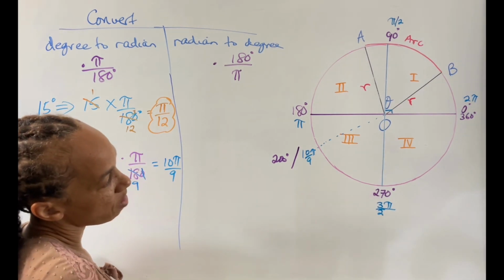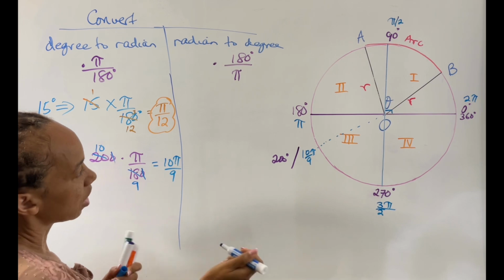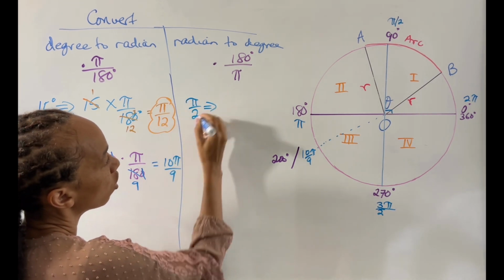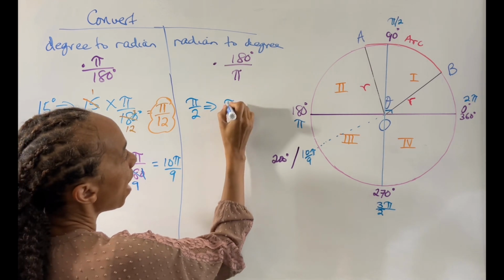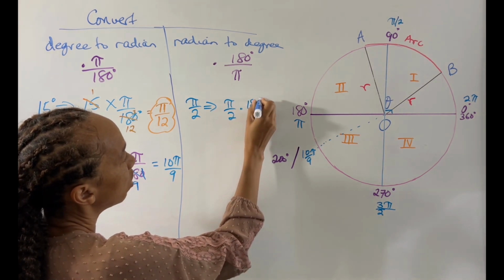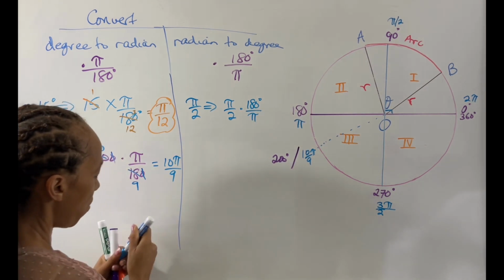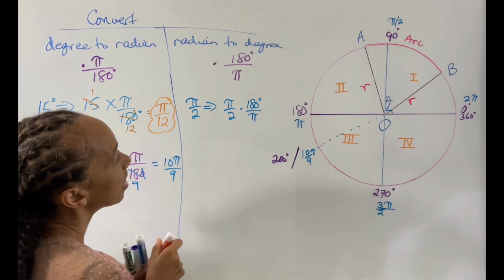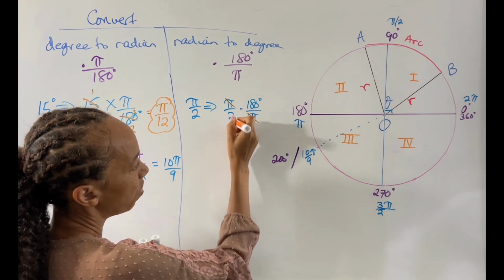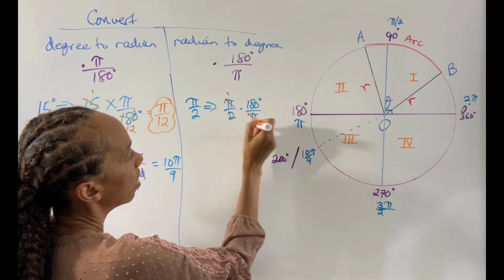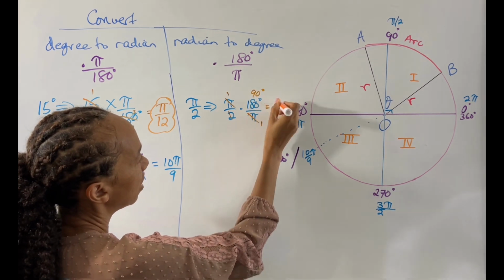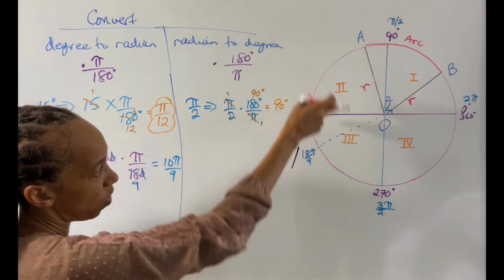Say I gave you the radian pi over 2, and you need to convert it to degrees. So pi over 2 multiplied by 180 degrees over pi, and we are going to simplify this. When we simplify this, we notice that 2 into 180 is going to be 90. So our answer there is 90 degrees.